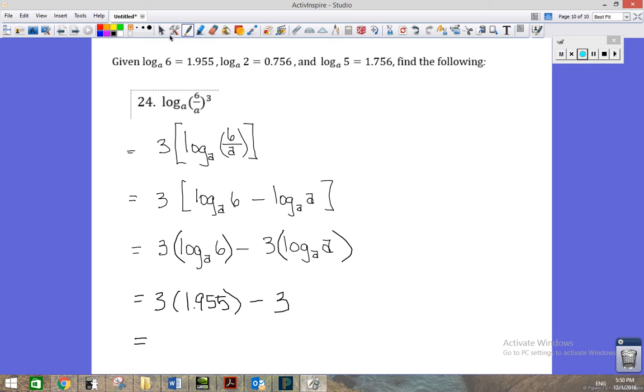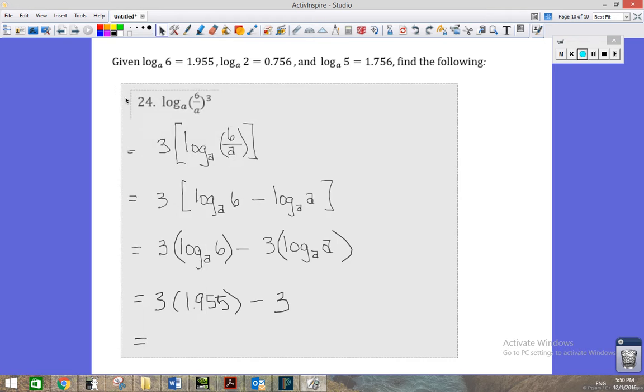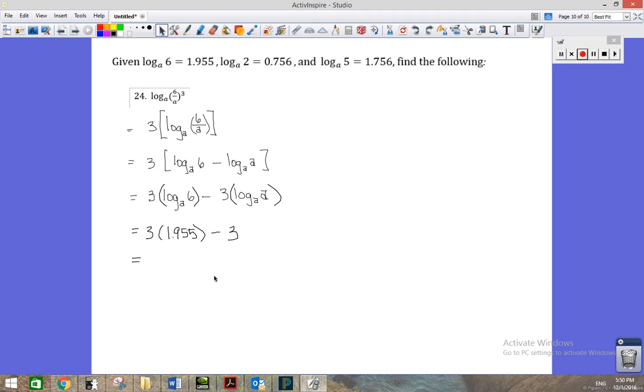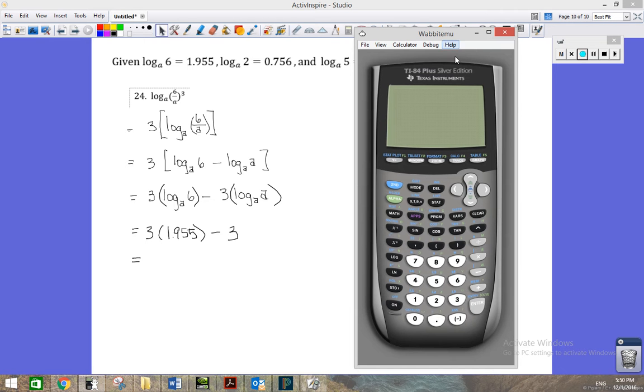So I can jump to a calculator and key this in. Three times 1.955 minus 3, 2.865. And remember, that's just an approximation of 3 decimals. Really, all of these equalities really should be approximations, but we're not going to go back and change that.